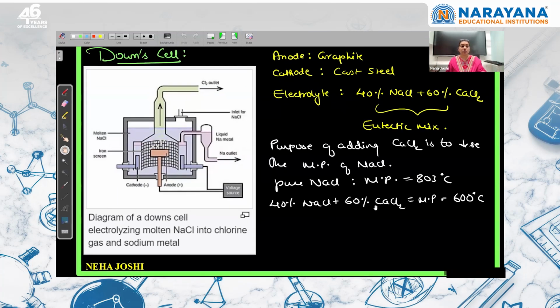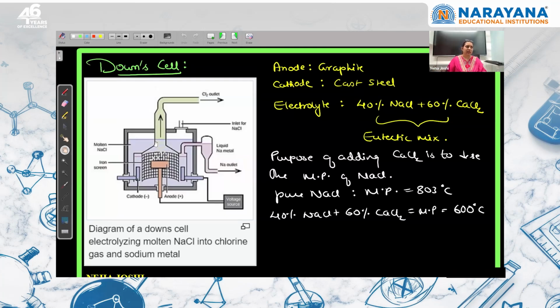And for that, we use this type of mixture, which acts as a eutectic mixture, bringing the melting point to the minimum possible, that is 600 degrees centigrade. So why have we added CaCl2? To bring down the melting point of NaCl. Now you may say it is just 200 degrees. No, that 203 degree decrease is extremely useful when you are talking about electricity bills, explosions and maintaining the whole apparatus. So the function of CaCl2 is to decrease the melting point of NaCl.